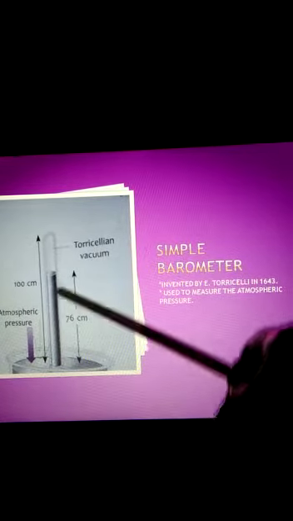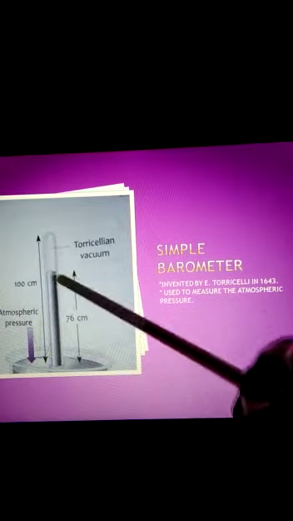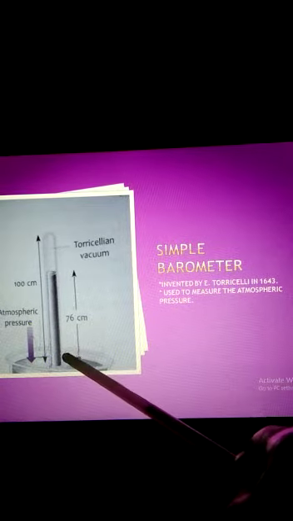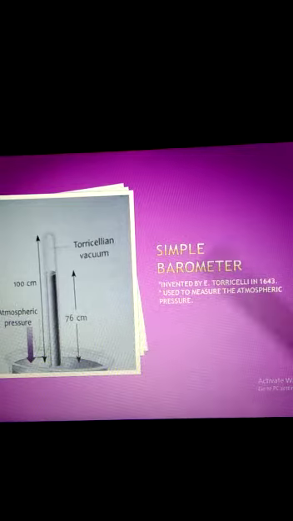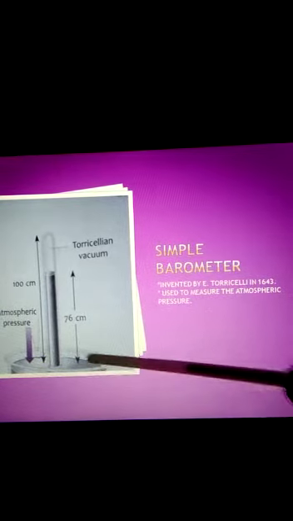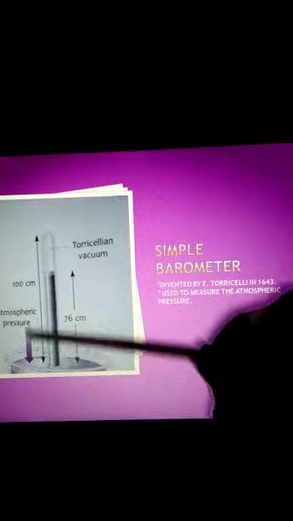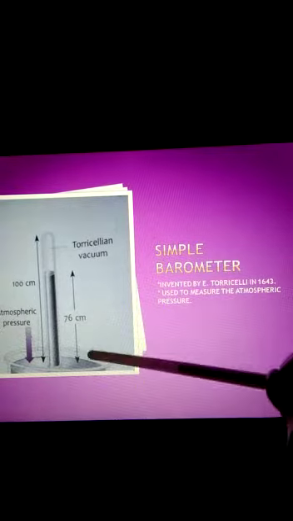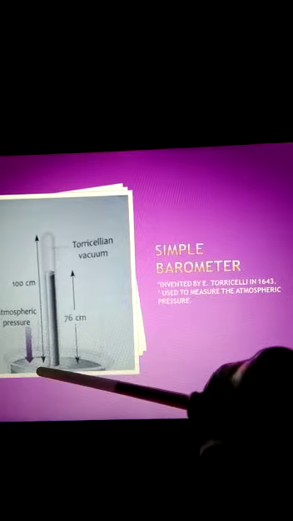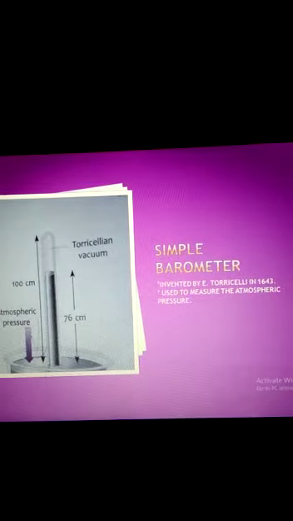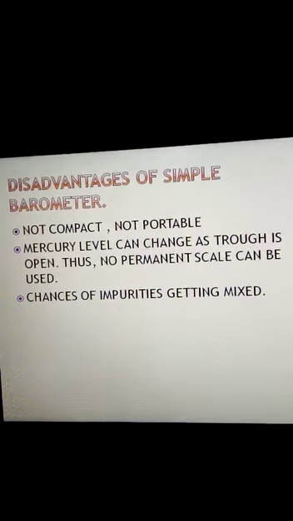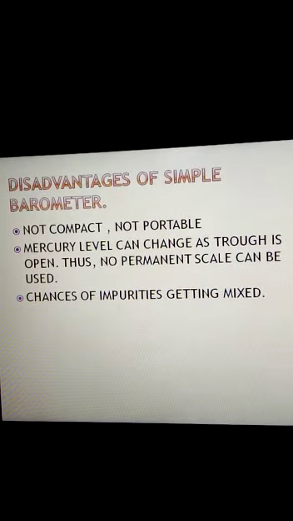Thus, with the rise in the mercury level, we can measure the atmospheric pressure of different places, which will differ from place to place. As on the open liquid or mercury, the atmospheric pressure exerted on it is different at different places. What are the disadvantages of simple barometer?